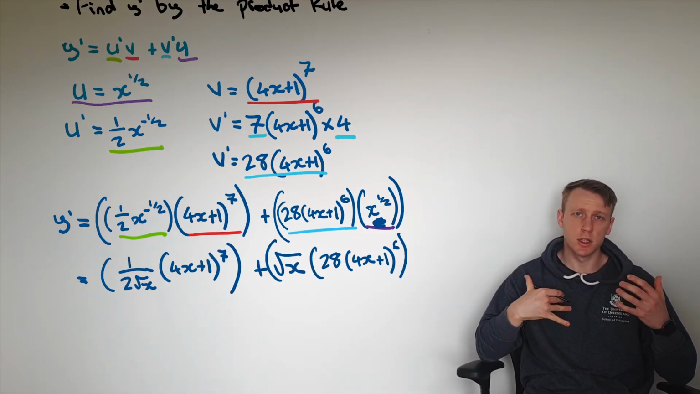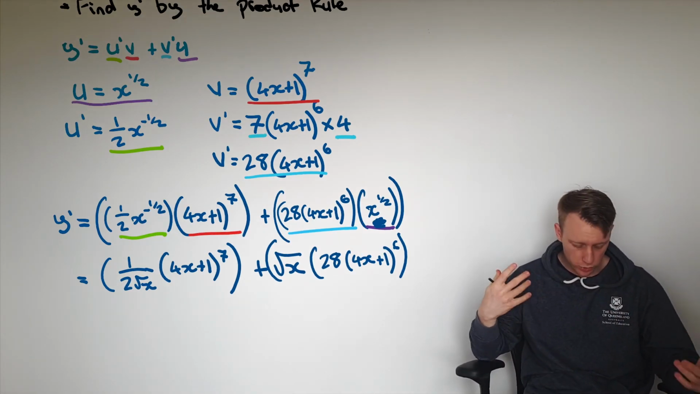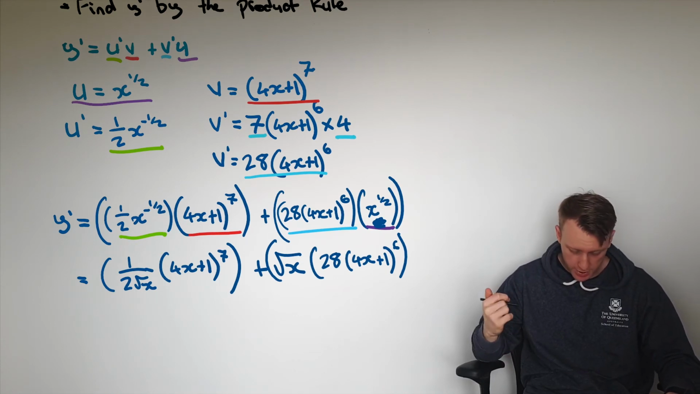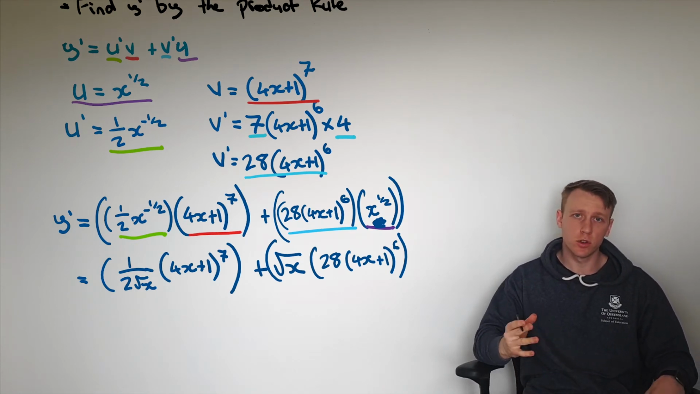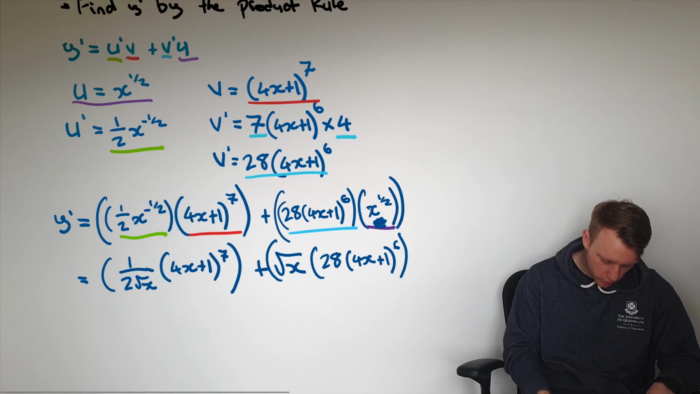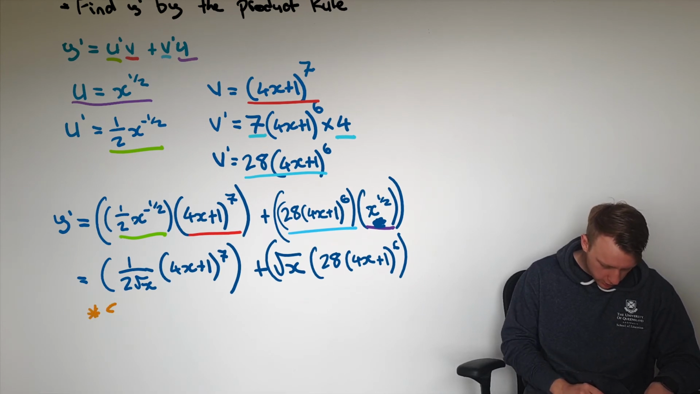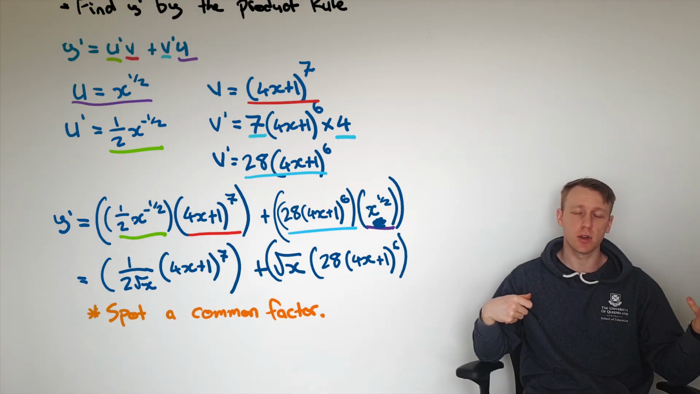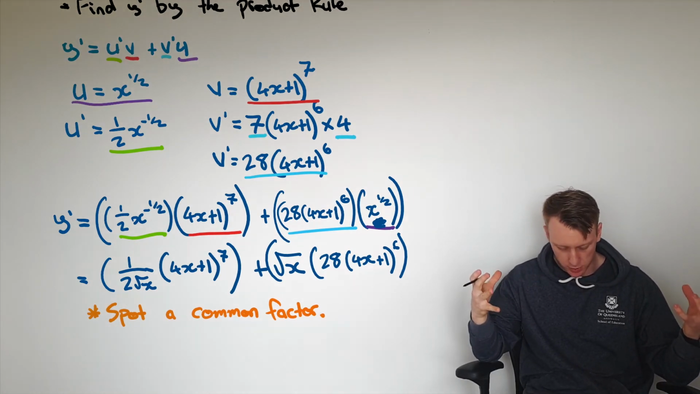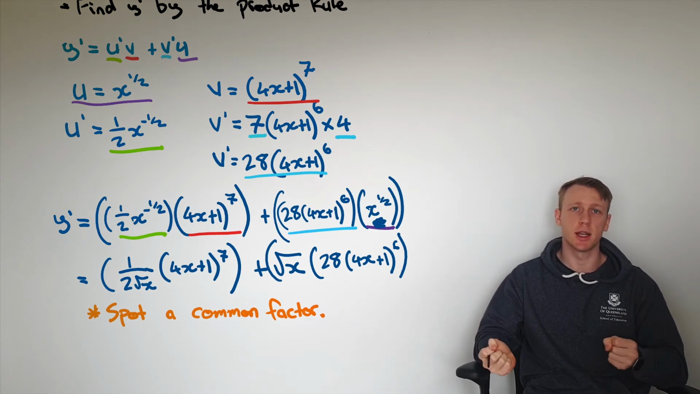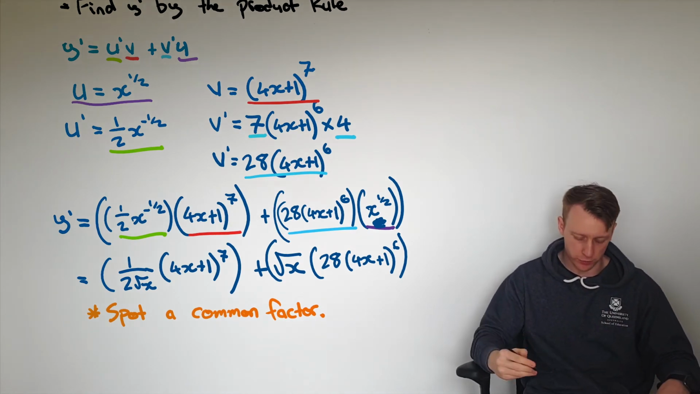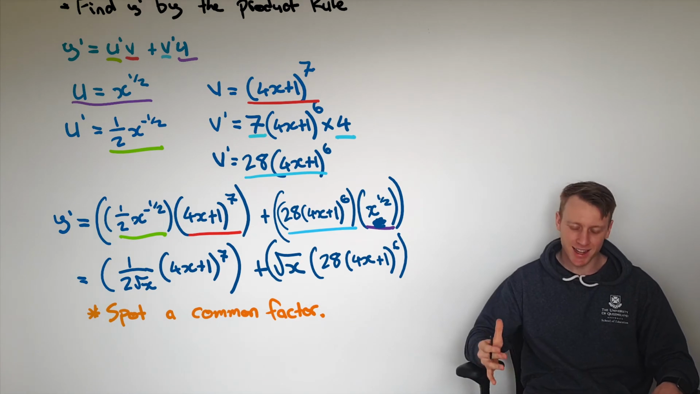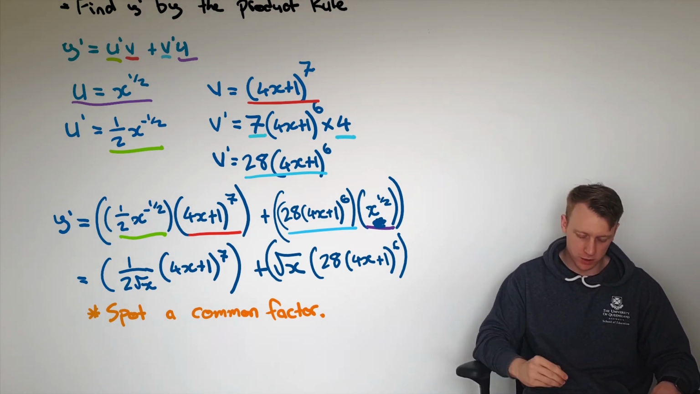And so now here comes the new, I guess, trick component to simplifying this expression. What we want to do, and I'm going to write it down, is spot a common factor. So we've got u prime v on one side and v prime u on the other side. There should be some common factors that we can pull out to help simplify the expression. This one, again, is a little bit of a trickier one. It is not so obvious.